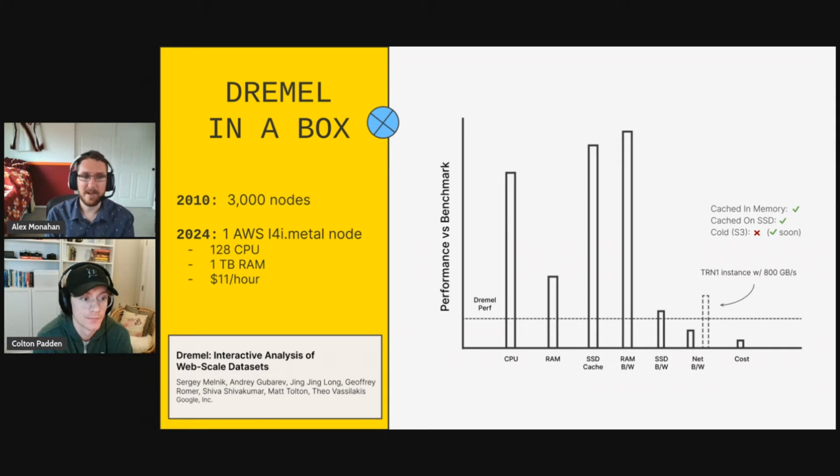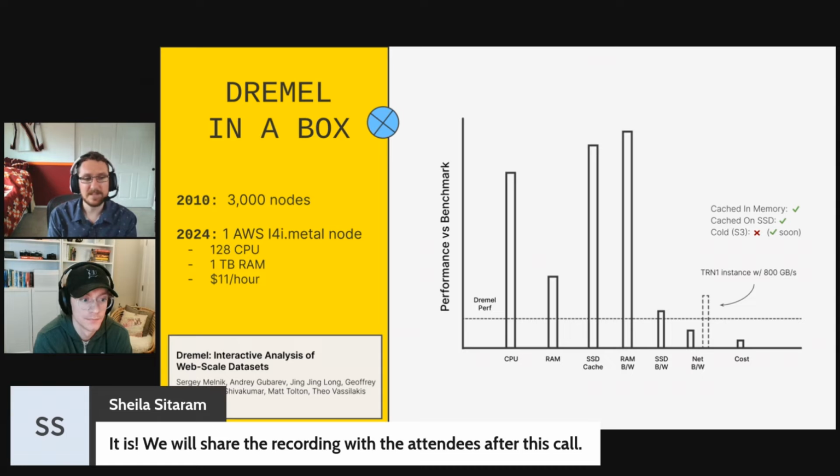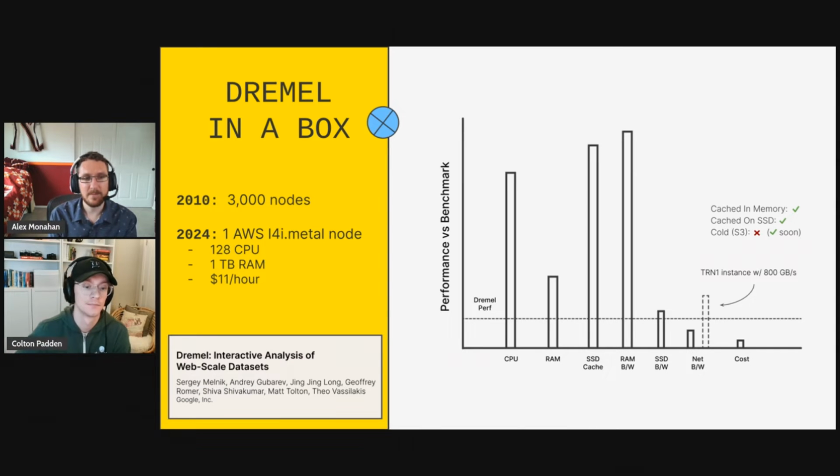So let's take a brief look back to the past, back to 2010. One of the most influential papers about data systems design was the Dremel paper from Google. And it used 3,000 nodes in concert to answer one analysis. Fast forward to 2024, you can rent a single node on AWS of a pretty beefy size. Let's see how that compares to 3,000 2010 nodes.